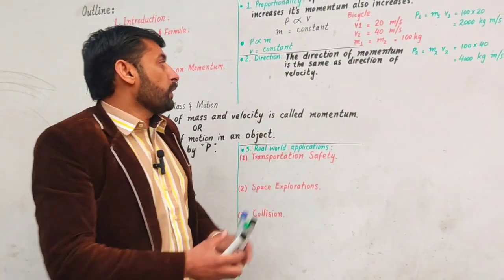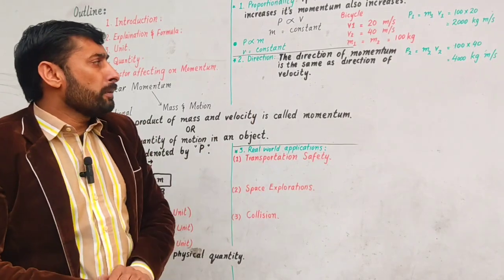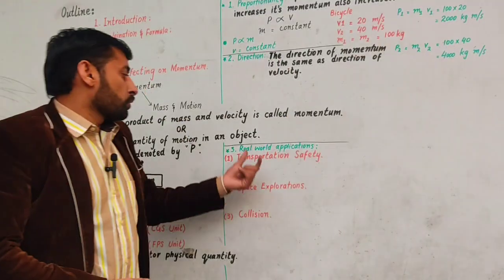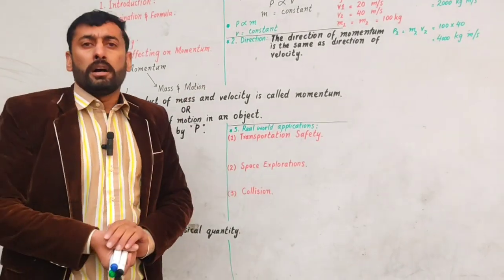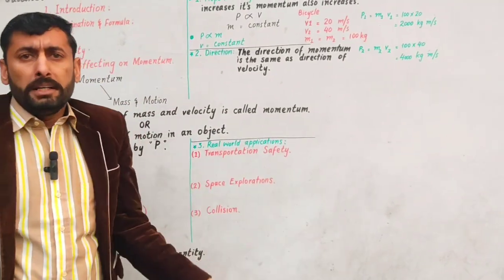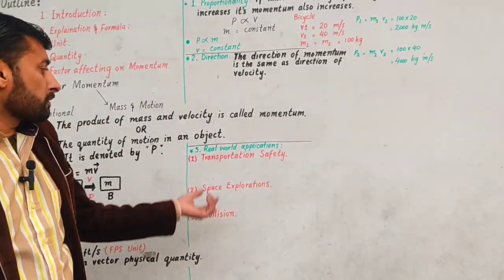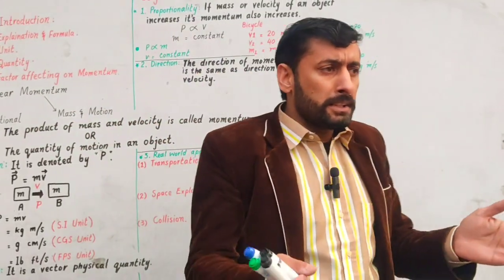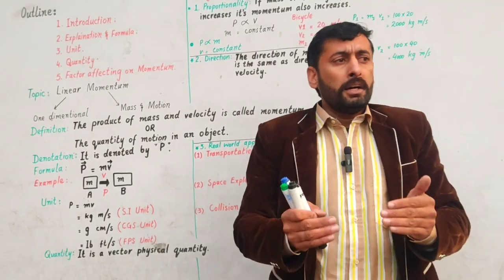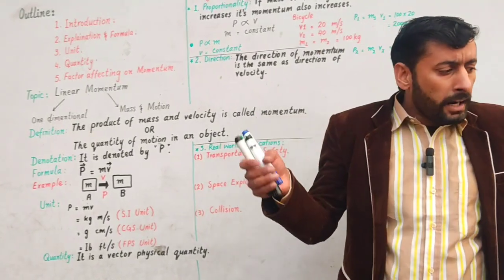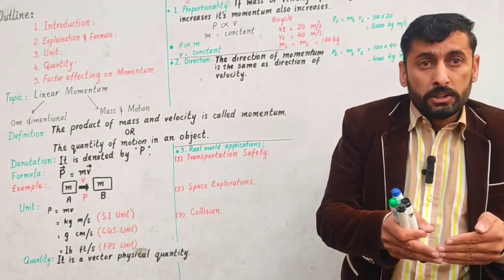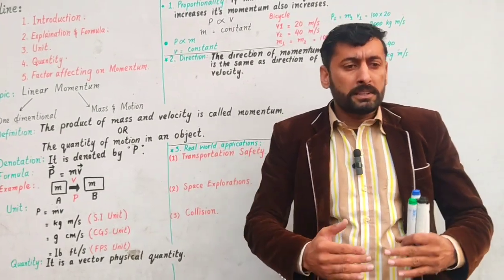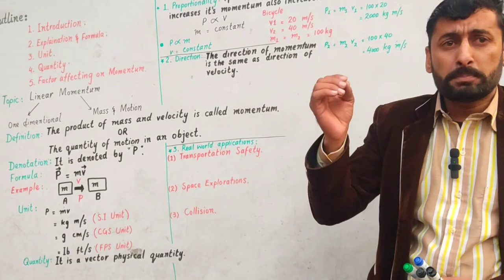The other point is direction: the direction of momentum is the same as the direction of velocity, as I discussed earlier. We can also explain momentum in our daily life. A daily life example of momentum is transportation safety. Consider a passenger sitting in a car and the car accidentally collides with another car. During the accident, the seat belt or airbags reduce the force experienced by the passenger.